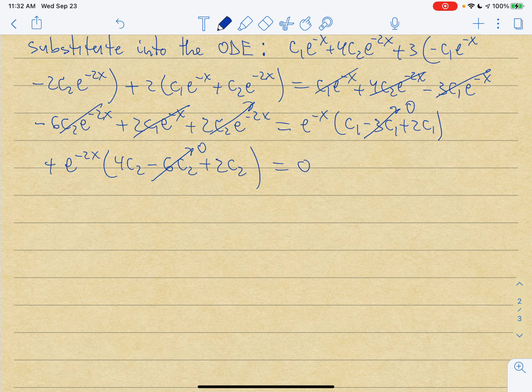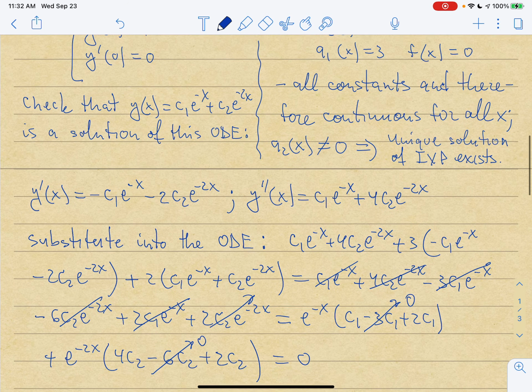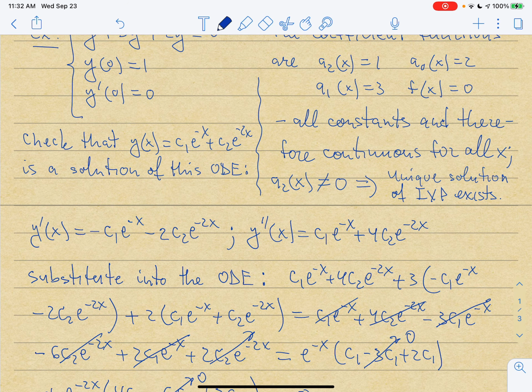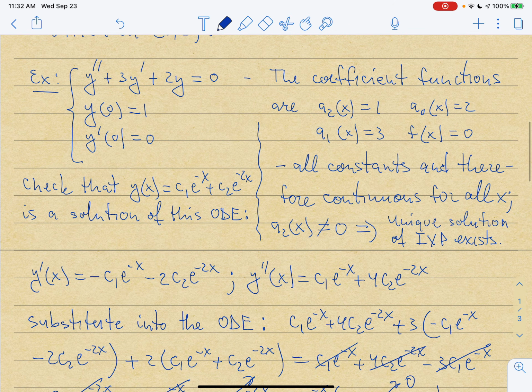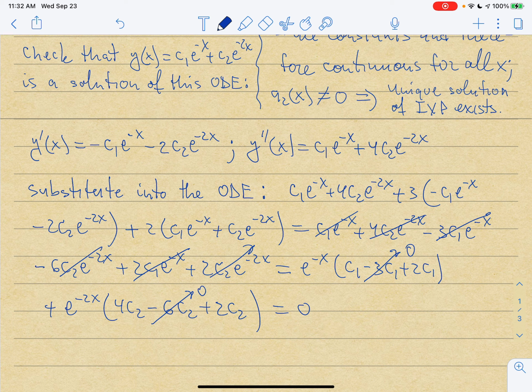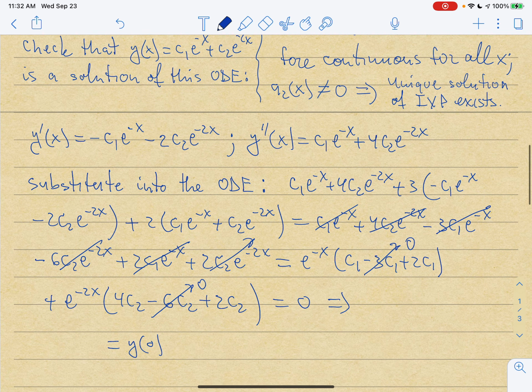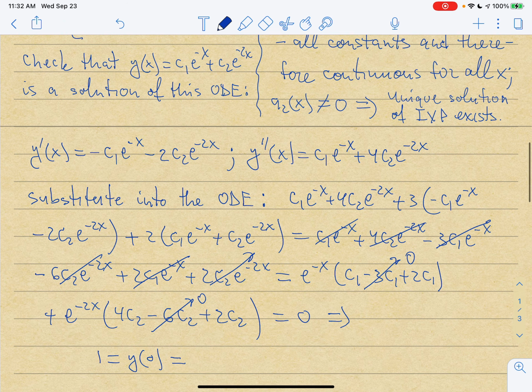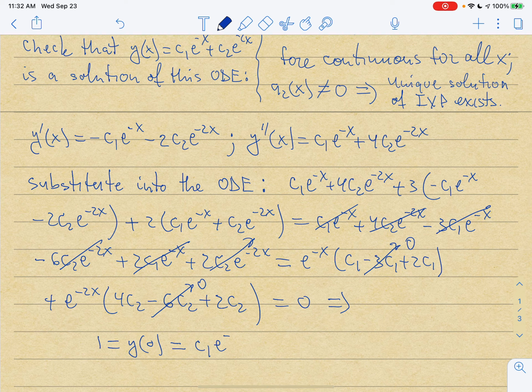Well, so then I can try to use the initial conditions to solve the initial value problem right here. So this is the initial value problem I'm trying to solve. So what is y of 0? On one hand, I want that to be equal to 1. And on the other hand, it is this expression with x being equal to 0. So c1 e to the minus 0 plus c2 e to the minus 2 times 0.